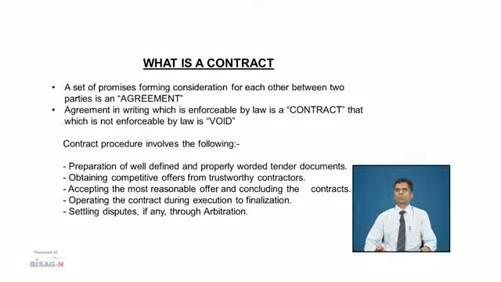So, contract procedure involves preparation of well defined and properly worded tender documents, obtaining competitive offers from trustworthy contractors, accepting the most reasonable offer and concluding the contract, operating the contract during execution to finalization, and settling disputes if any through arbitration. This is the brief procedure involved till completion of the execution and settling disputes later on.